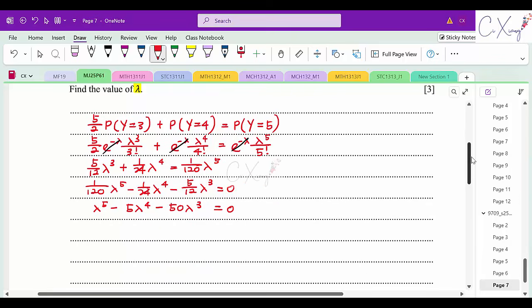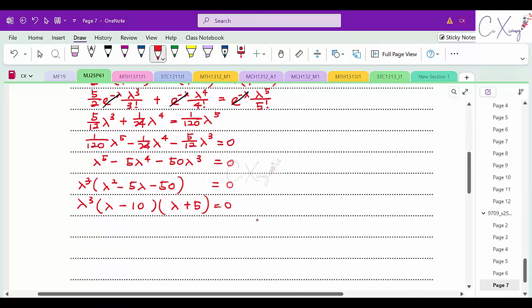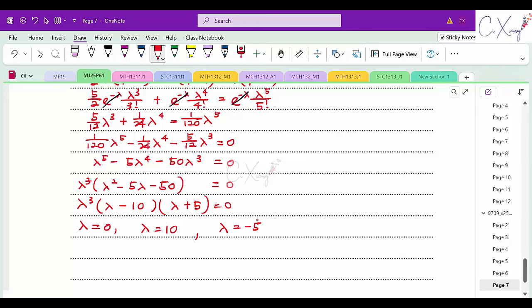Then how can I further solve this equation? I can factorize out lambda square, or lambda cube, sorry. Then it will become lambda squared minus 5 lambda, then minus 50. From here, I can easily factorize it. So lambda^3, then I factorize it, I will have negative 10, then plus 5. Okay, it becomes negative 5, right? Then I will have lambda equals 0, lambda equals 10, then lambda equals negative 5. These two values we have to ignore. We only accept the value where lambda equals 10.